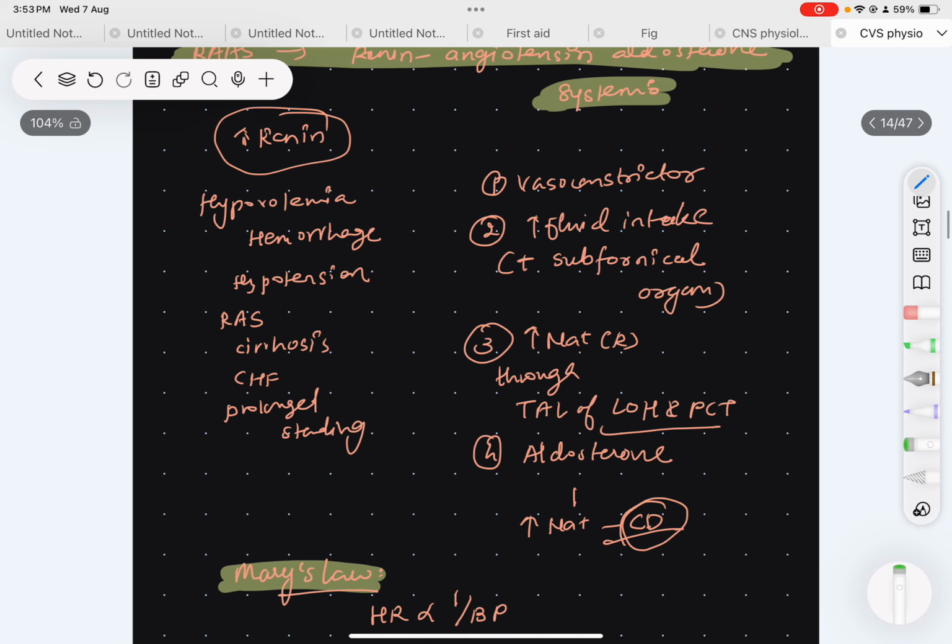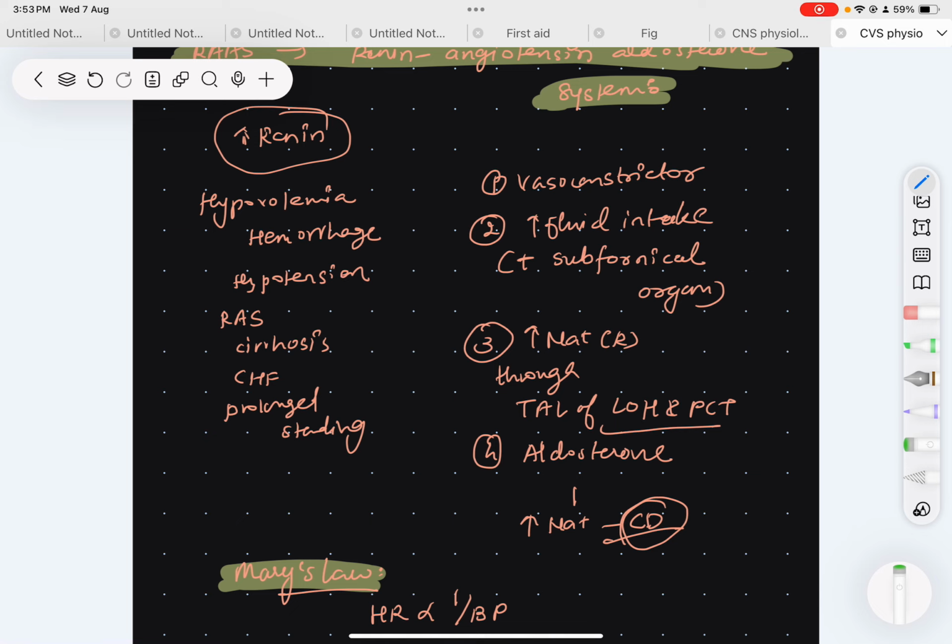Now the renin angiotensin aldosterone system.